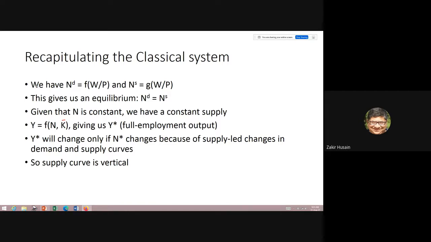So we had said that in the classical system, we have the labor market where demand for labor by the firms is a function of real wages. In fact, both demand and supply of labor is a function of real wages, W by P. And the real wage where ND is equal to NS, that will give us the equilibrium in the labor market.